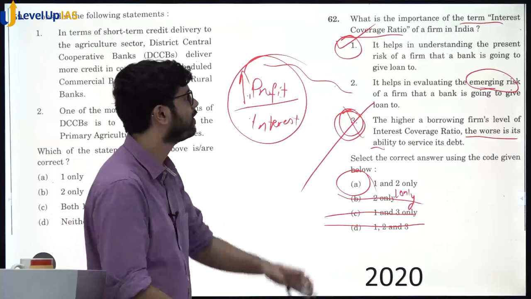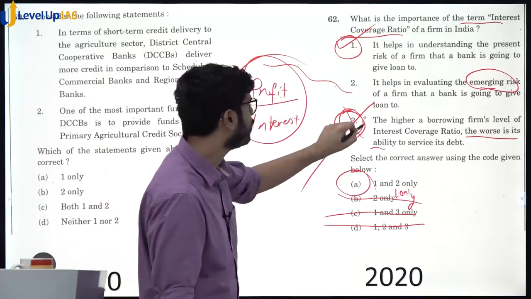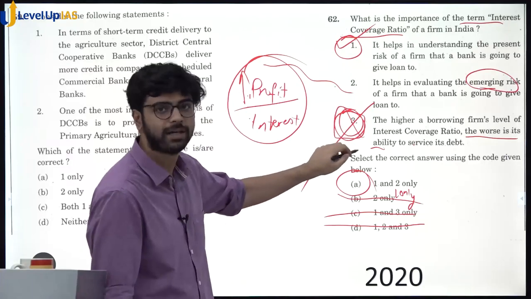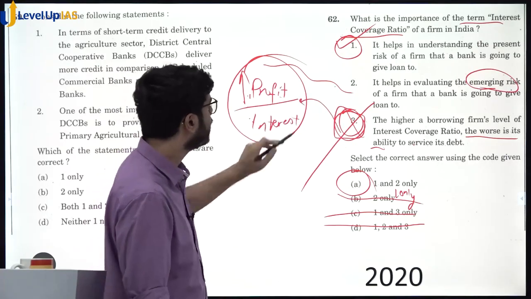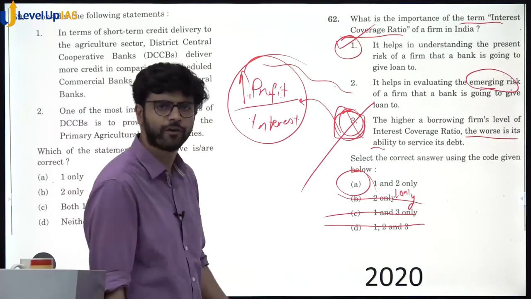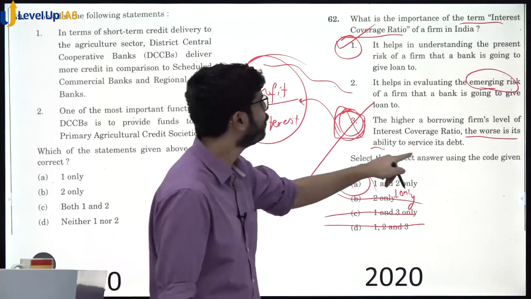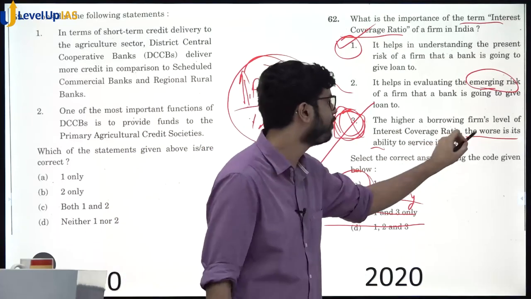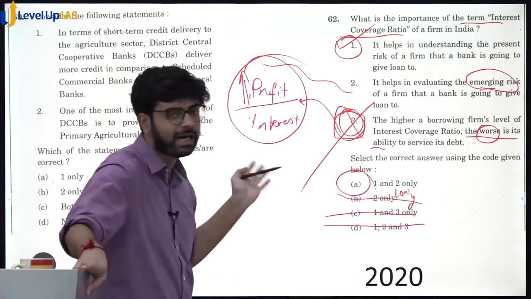If you don't know the interest coverage ratio, or if you think this is reversed, see, this is your application of brain. Nobody can teach you this interpretation. This is your application of basic understanding. Profit upon interest, earnings upon interest, whatever you want to call it, you should know the higher it is, the better it is. And this is exactly reversed. The higher the ratio, the worse it is. So this is not true. Nobody can teach you this. This is your own understanding.